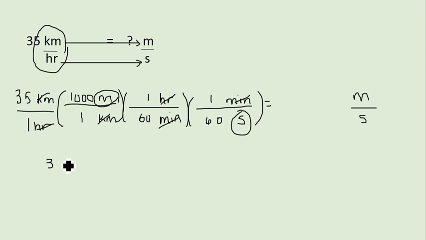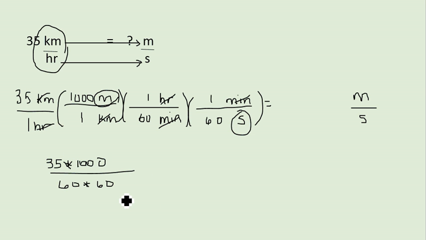So the math becomes 35 times 1,000. I'm going to leave the ones out because you know that anything times 1 is equal to the number, divided by 60 times 60. Here's where you have to watch with your calculator. This is an order of operations problem. Don't get confused with how you put this into your calculator.